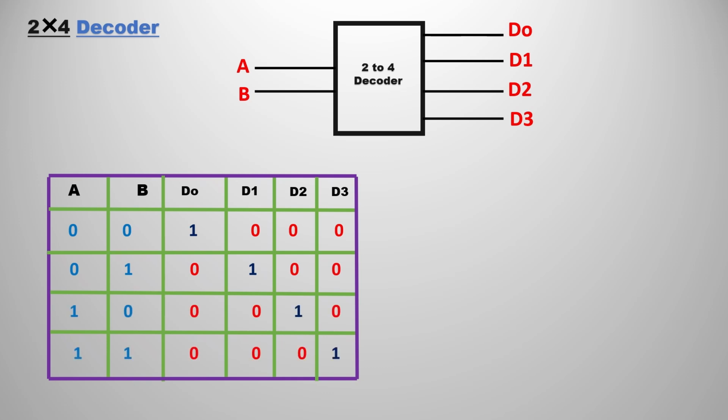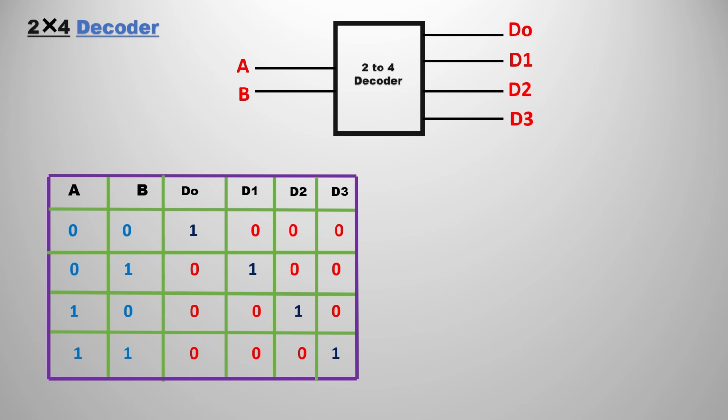This is the truth table of a decoder. In the truth table we have the inputs and outputs. The inputs are A, B, 2 variables, and the outputs are D0, D1, D2, D3. So in this case we have 4 outputs, from D0 to D3. A, B follow the normal truth table from 0 to 3, that is 0 0, 0 1, 1 0 and 1 1. So how are we going to select the output?